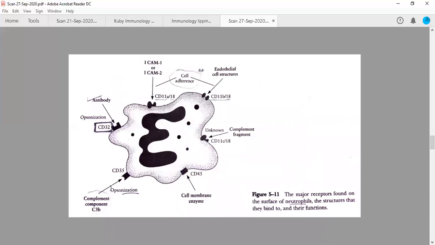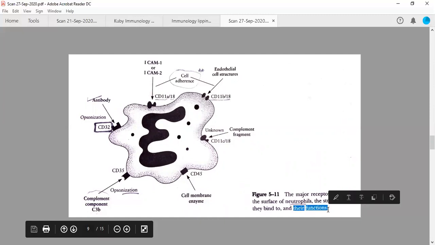All right, so this one. The major receptors found on the surface of neutrophils, the structures that bind to different molecules, and their functions.